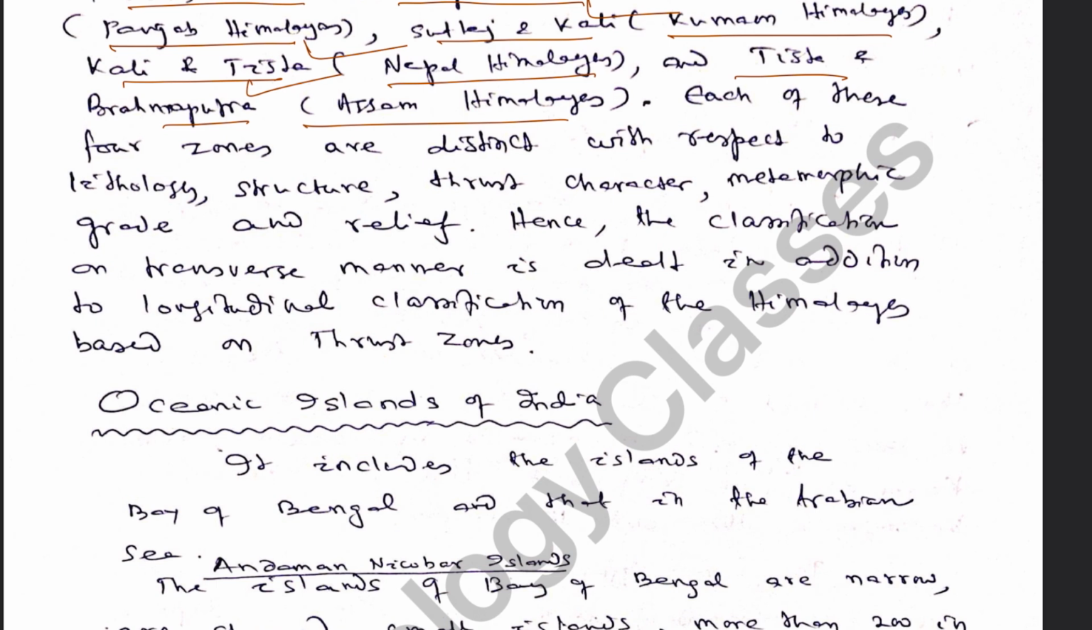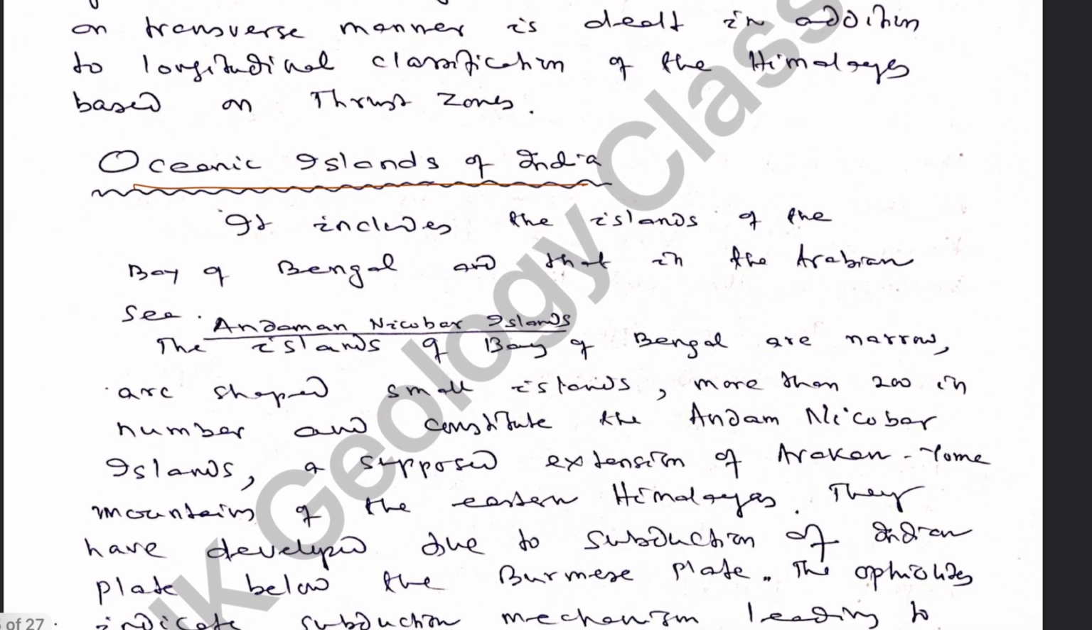So, besides these, we have the oceanic islands in Indian subcontinent. We have the oceans. Oceans are represented by the 2 chain of islands. One is on the east, that is Andaman Nicobar Islands. The other is on the west, that is the Lakshadweep Islands. So these 2 major group of islands, they are the part of Indian subcontinent.